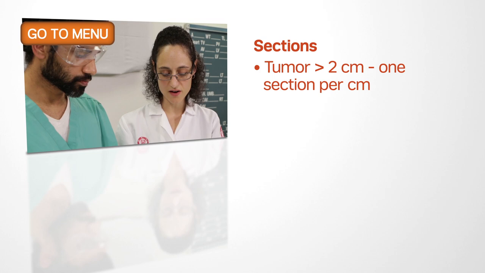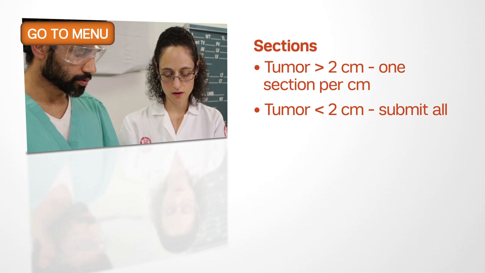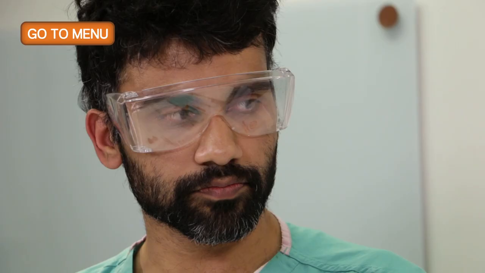Otherwise, it's generally a section per centimeter of the nodule. But when we have nodules that are 2 centimeters or less, we generally just submit the entire nodule. Also, if it's larger, sometimes we tend to have larger nodules, like 4 or 5 centimeters.